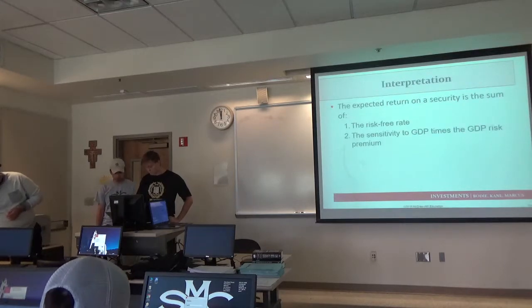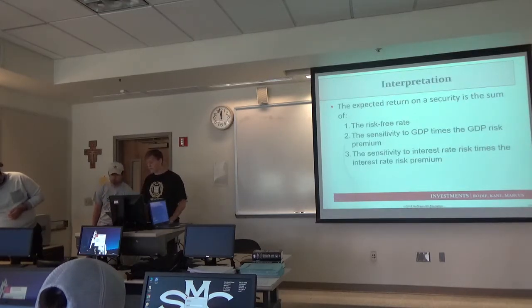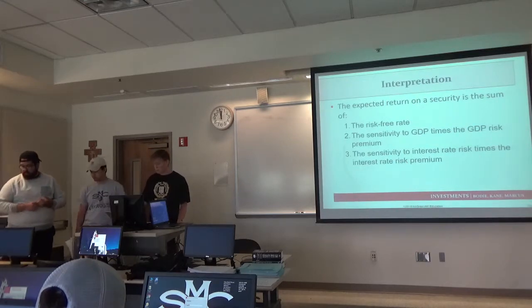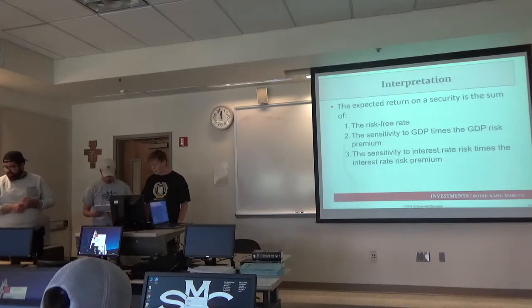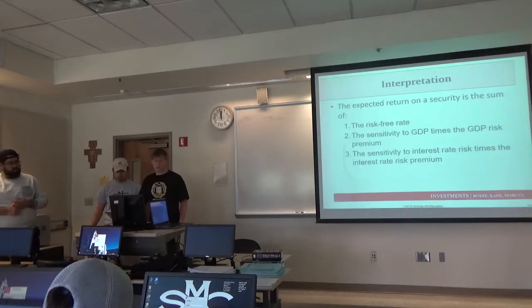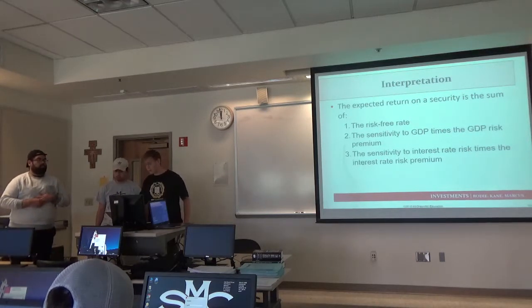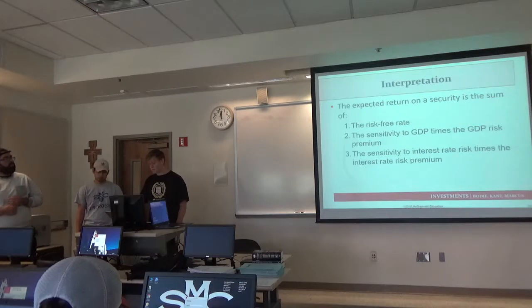Interpretation. The expected return on a security is the sum of the risk-free rate and the sensitivity to GDP times the GDP risk premium, plus the sensitivity to interest rate times the interest rate risk premium.